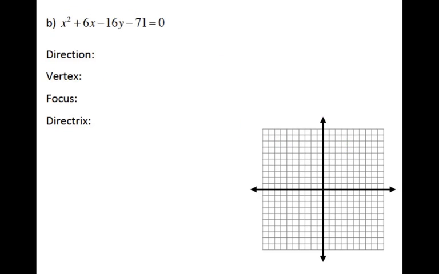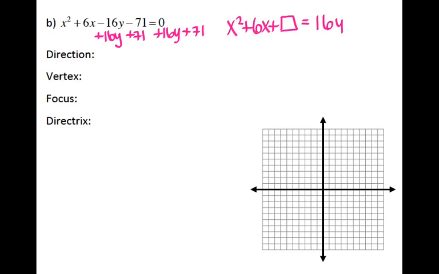For letter B, this equation is not in standard form, so we need to get it into standard form. So I'm going to start by moving over the variable and the constant, and you're moving over the variable that is not squared. So in this case, your x is squared, so I'm going to leave my x's on one side and move everything else to the other side. So I'm going to add 16y to both sides. I'm going to add 71. And when I rewrite my equation, I'm going to go ahead and insert my boxes. So I have x squared plus 6x plus a box equals 16y plus 71 plus a box.